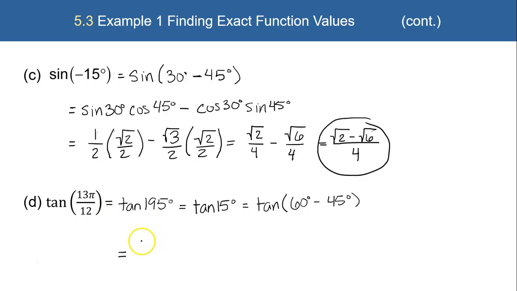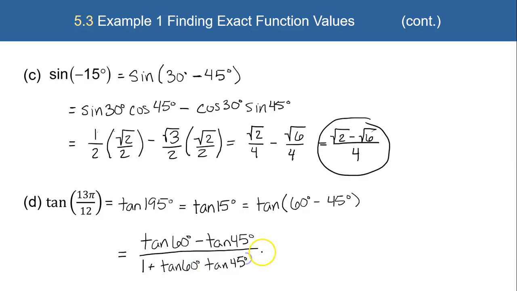is tangent of 60 minus tangent of 45. And that's all over 1 plus tangent of 60 times tangent of 45. Now plug in the values that you know these are all equal to.